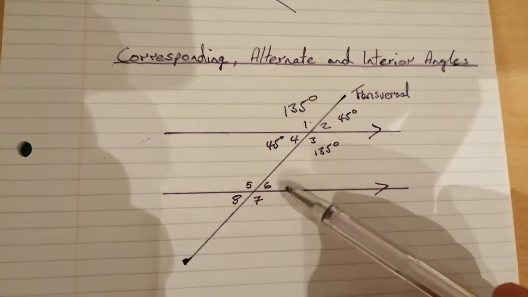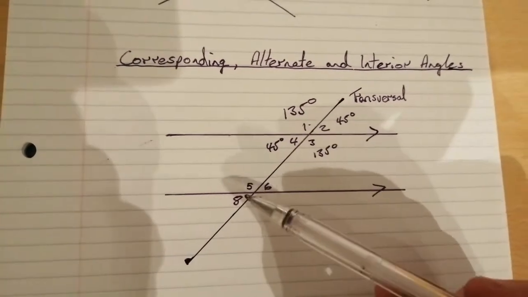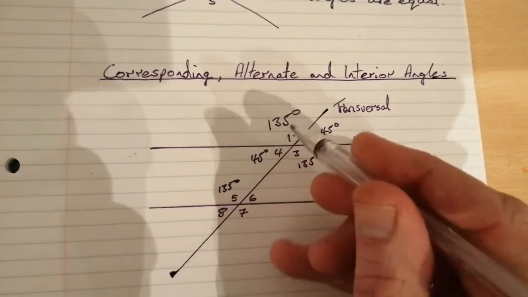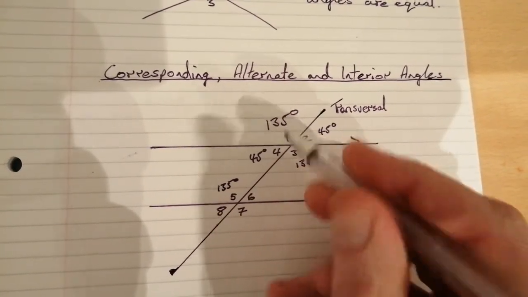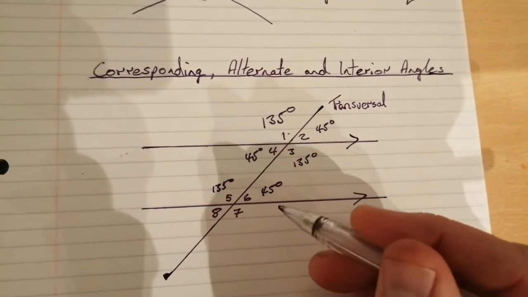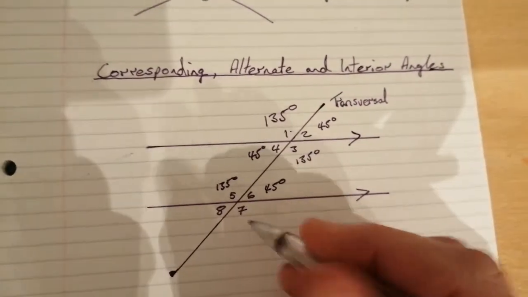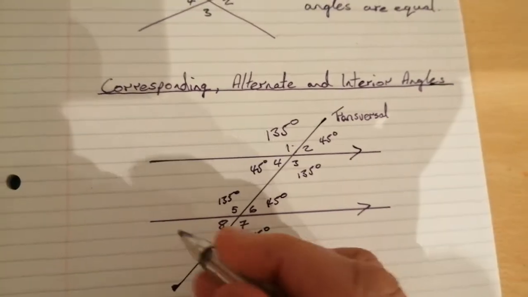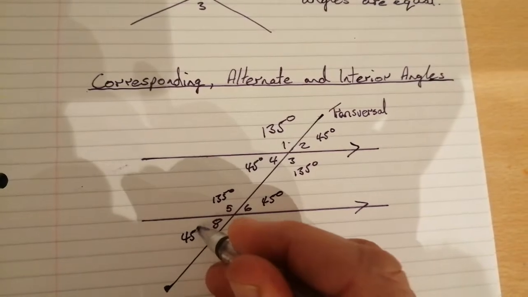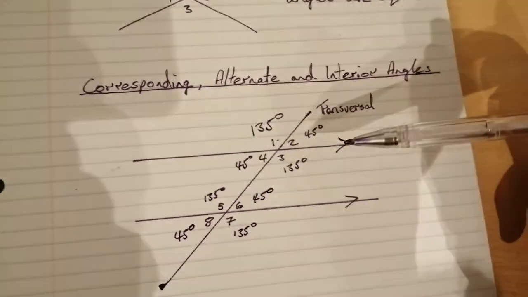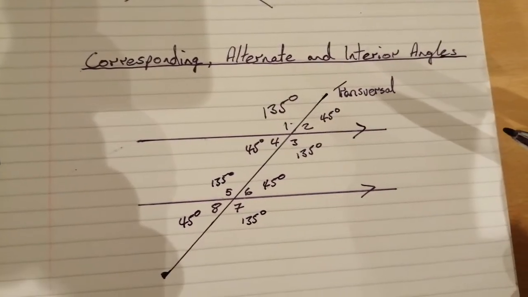So if these have to be either 135 or 45, well, 5 must be 135 degrees then, because that's an obtuse angle greater than 90. And 6 must be 45 degrees because it's an acute angle, it's less than 90. And 5 and 7 are vertically opposite, so that's 135 degrees. And 6 and 8 are vertically opposite, so that's 45 degrees. So we can see that if you know just one angle out of the 8, you can figure out what the other 7 are.